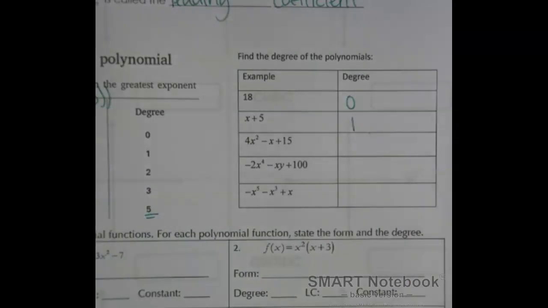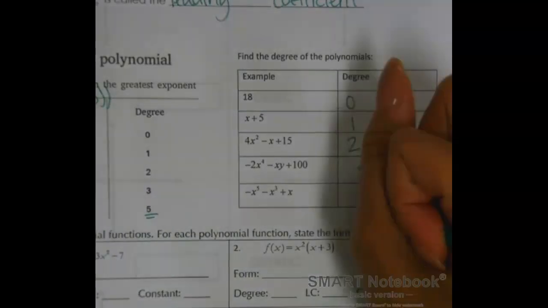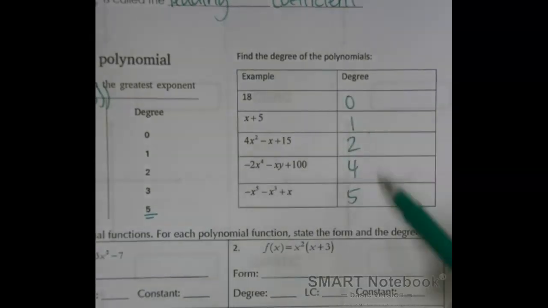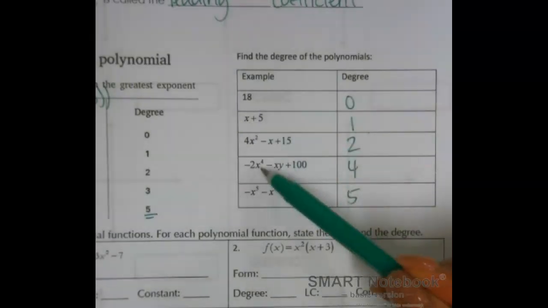What about the next one, Mia? 2. And the next one? 4. And the last one? 5. That's exactly it. All of these degrees, guys, are coming from the variable with the highest exponent.